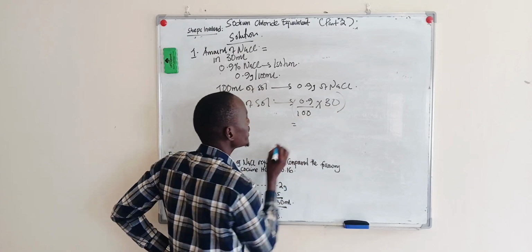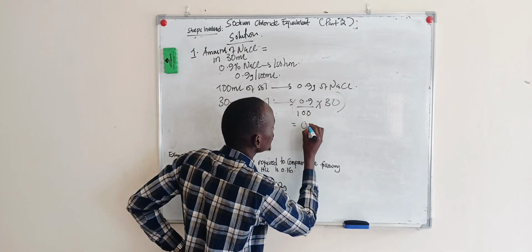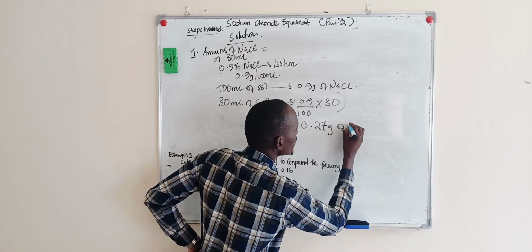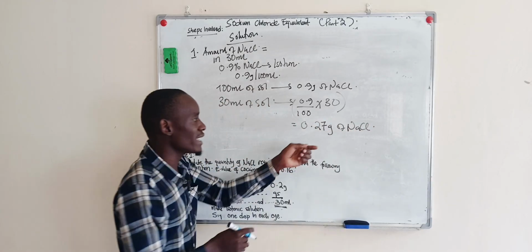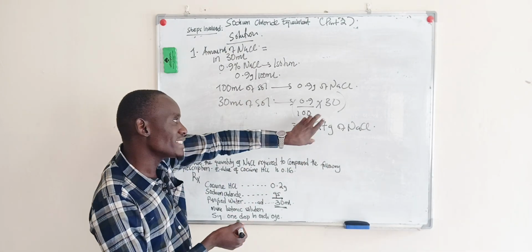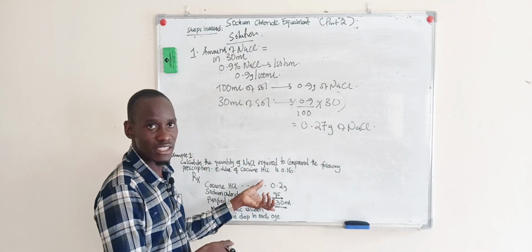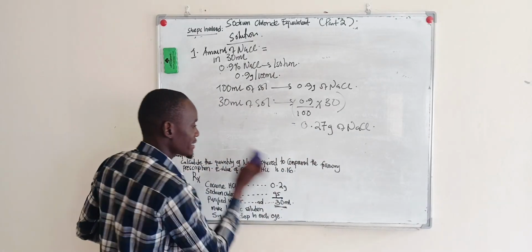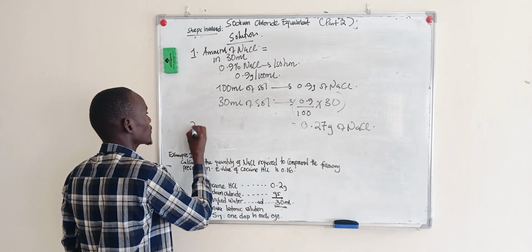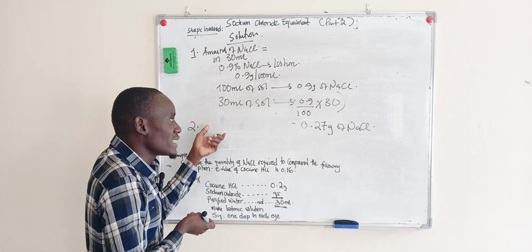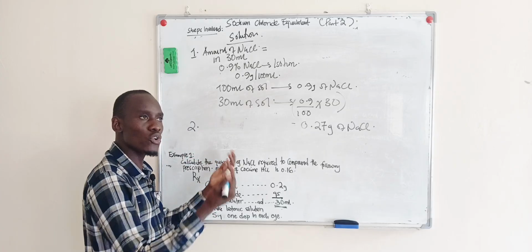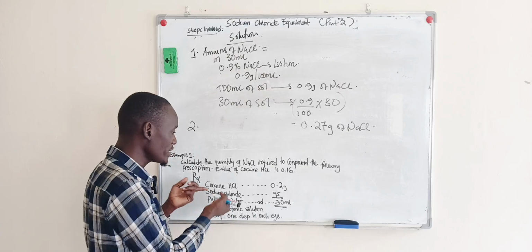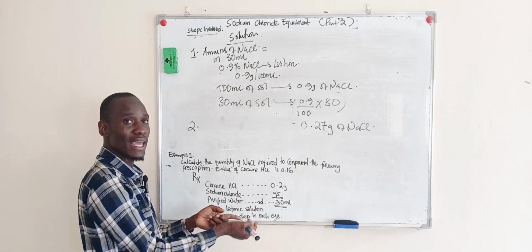And when you compute this, we shall get 0.27 grams of sodium chloride. So this is the amount of sodium chloride that is required to render this solution isotonic with body fluids. So, step 2, we calculate the amount in milligrams of sodium chloride represented by each ingredient in the formula, of which in this case we have cocaine hydrochloride.